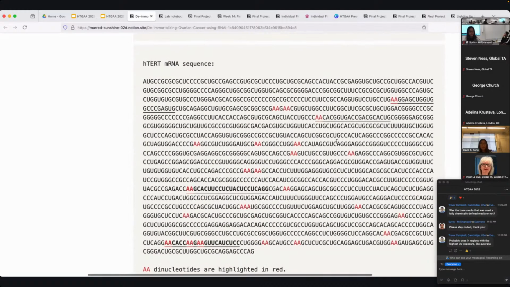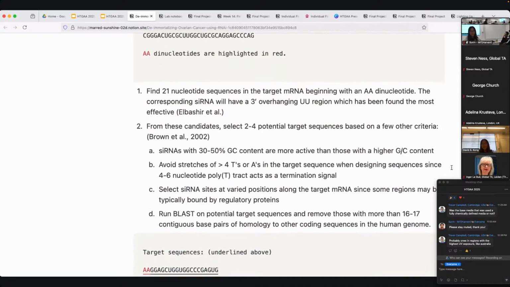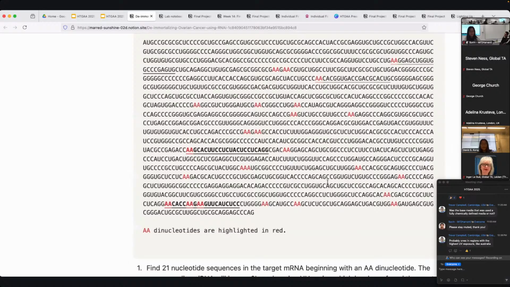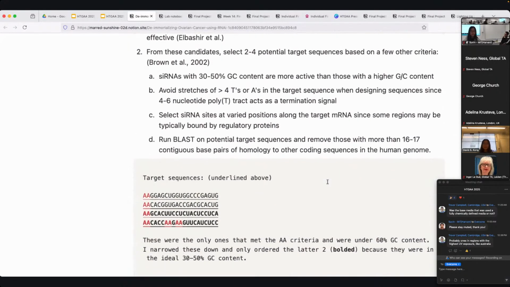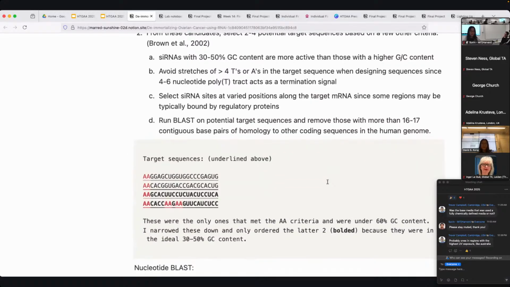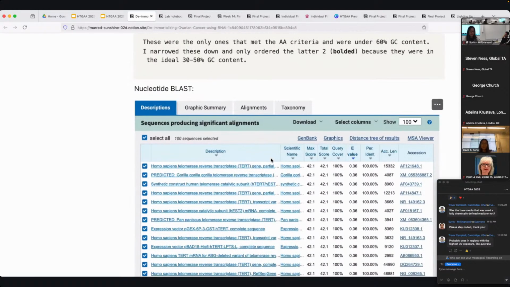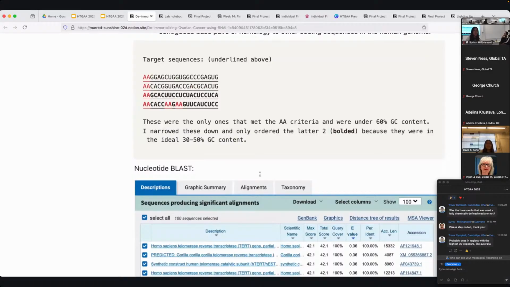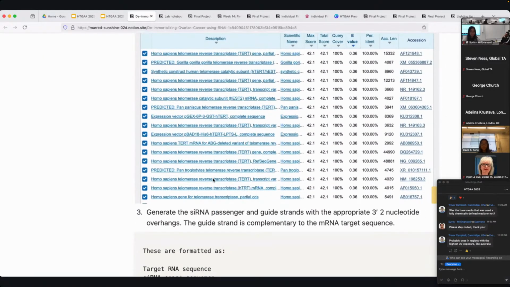So I took the hTERT mRNA sequence, and following some of the guidelines for designing siRNAs from the literature, I found adenine dinucleotide sequences and selected a few target sequences based on their GC content and some other criteria. You can see those target sequences here. I also ran BLAST on these to make sure they didn't have any homology with other known sequences in the human genome, and then selected the two that I wanted to make from Thermo Fisher.